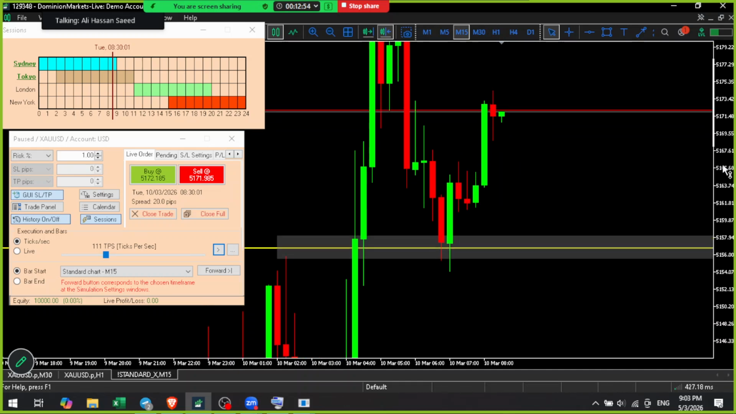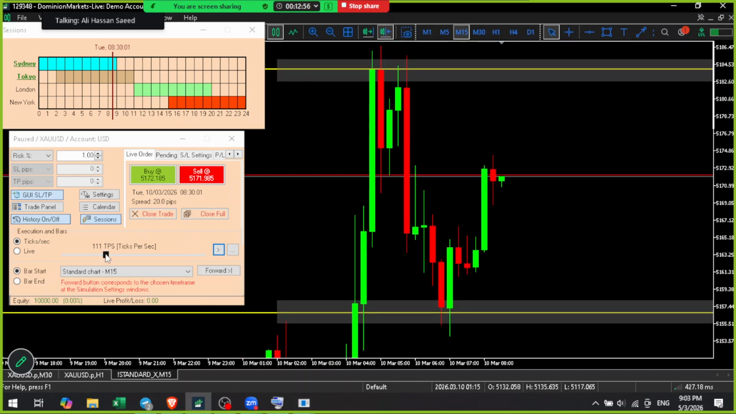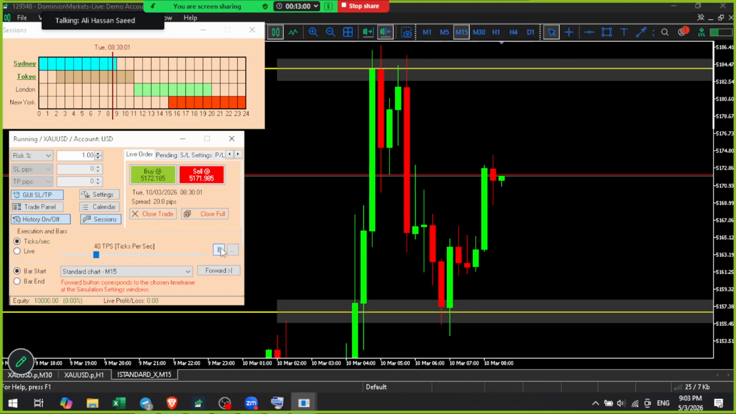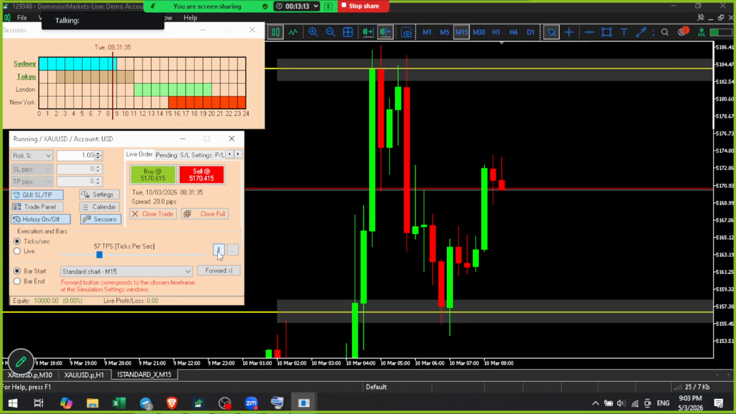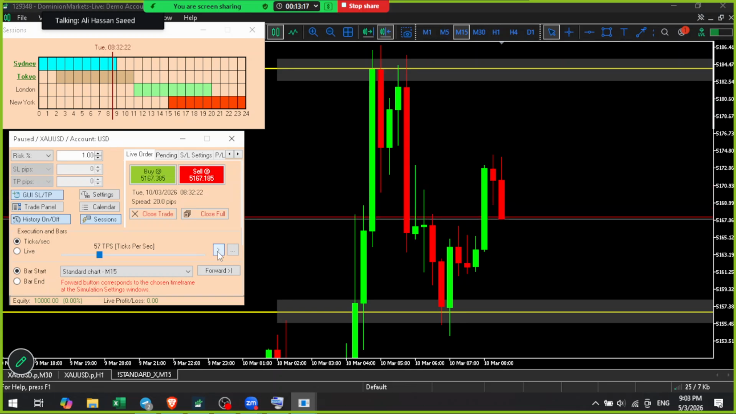We will risk 2%, so we should just slow it down a bit. Too slow. Okay, we are trying to break the high. Now we broke the low.